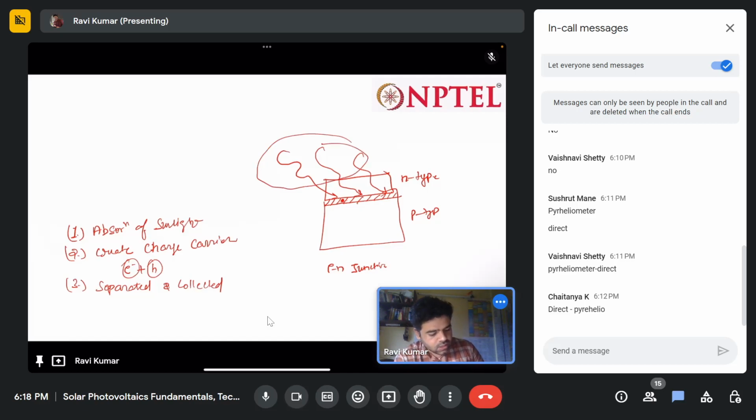So in short, if light is coming on the surface of the solar cell, this light will cause pairs of charge carriers, and these charge carriers will be separated due to the voltage, or we can say the potential, in the PN junction. These are separated due to this PN junction, and these are collected by the metal contact. So this is the complete photovoltaic effect.